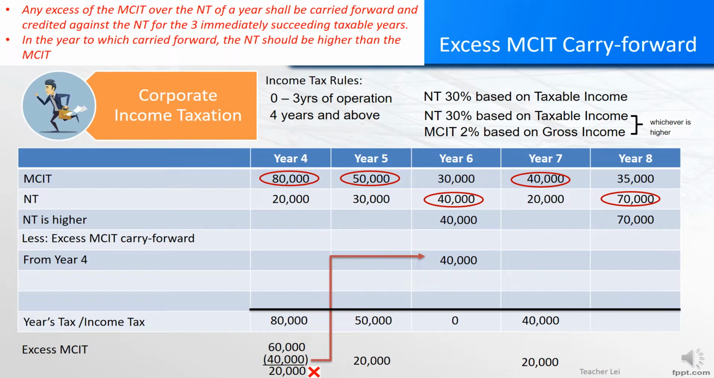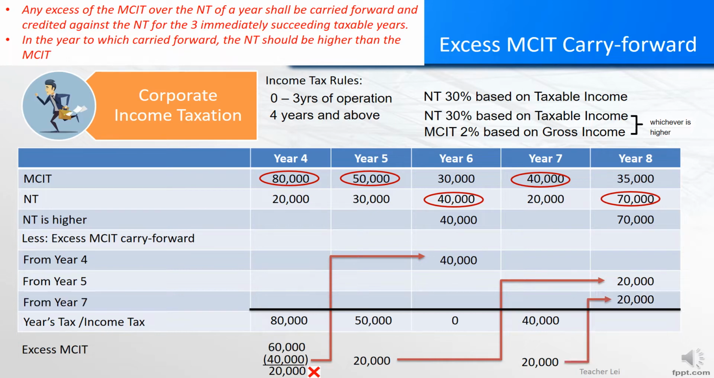In year 5, there is an excess MCIT of 20,000, and this can be used until year 8. Also, an excess MCIT of 20,000 in year 7 can be used in year 8. Thus, after deducting the excess MCIT, the year's tax for year 8 will be 30,000. That is 70,000 less 20,000 excess MCIT in year 5 and 20,000 excess MCIT in year 7. That is how we compute for the excess MCIT carry forward.